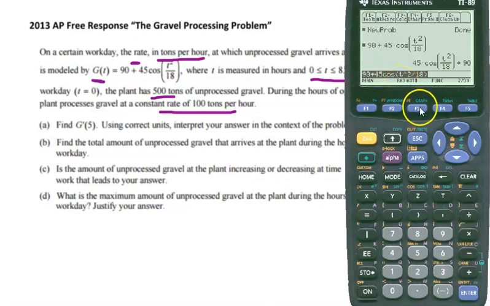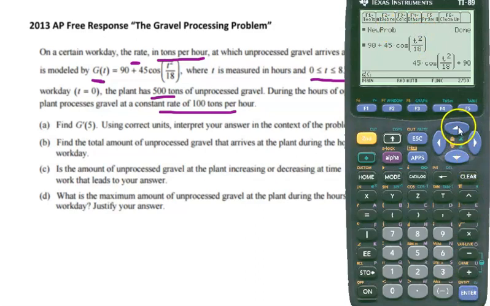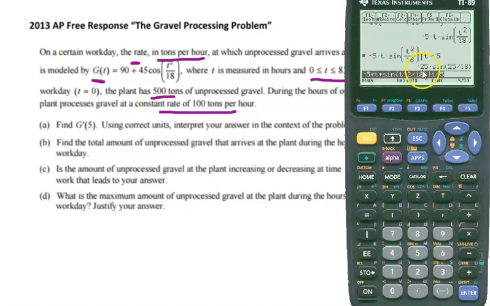So G prime of 5, I'm going to go to F3 for calculus, and choice 1 is differentiate. And I'm going to grab the expression that I just typed in, and I'm going to put comma T, close parentheses, and that gives me the derivative with respect to T. And now what I want to do is evaluate this where T equals 5. So I'm going to go grab my derivative expression and hit enter to bring it into the main row here. And I'll use the such that key and then type in T equals 5. I have it on auto mode, so this is an exact answer.